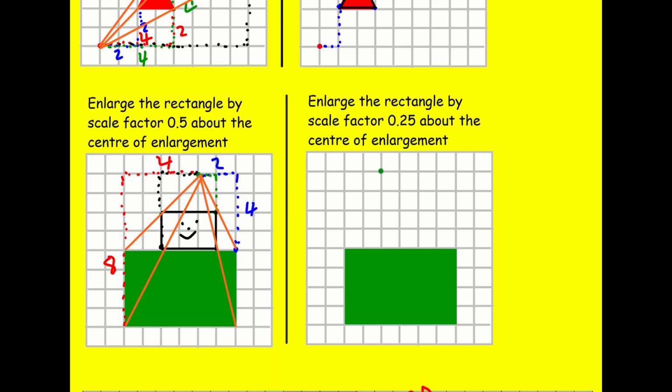Last one, scale factor 0.25. Why not? That is exactly the same as a quarter. Slightly different center of enlargement. Let's pick the top left point. So I'm going along 2 and down 4. So now I'm going to have to divide both of these by 4, essentially. So I'm going to do 2 divided by 4. That's just going to be a half. I'm actually going along a half and then down by just 1. So that is going to be the top left point.